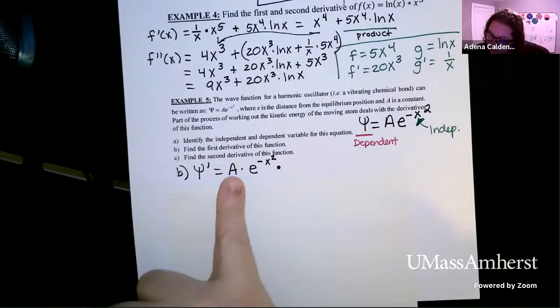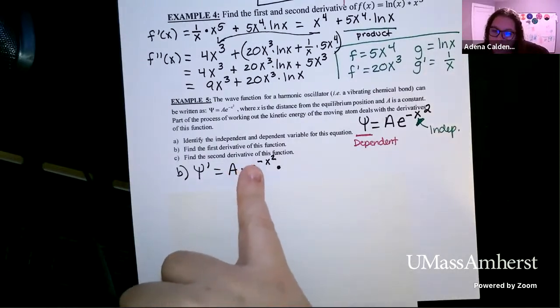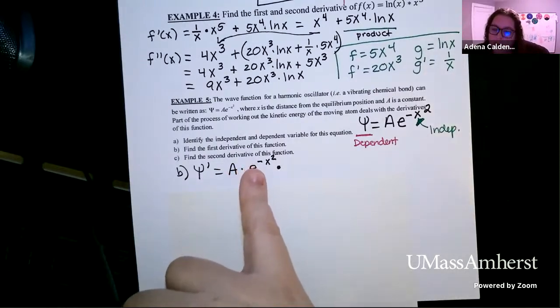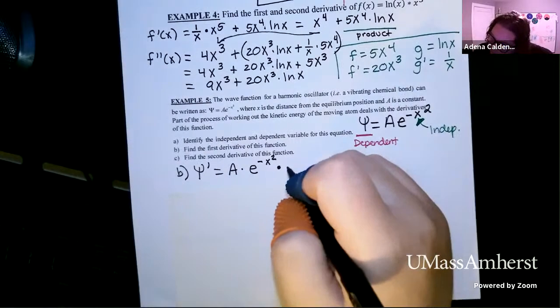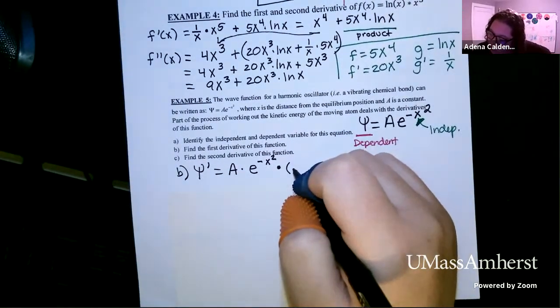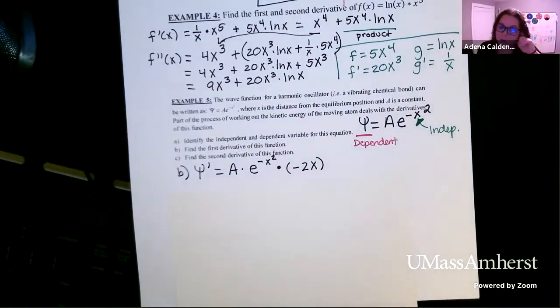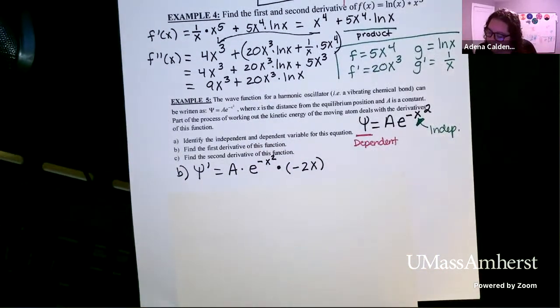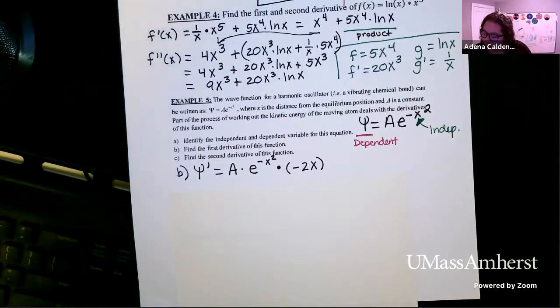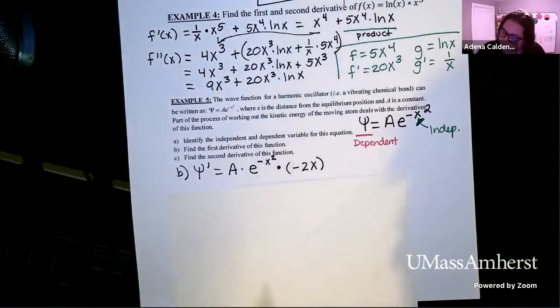So when I do the derivative of the power, I just look at this negative x squared and I say, what's the derivative of negative x squared? Well, the derivative of negative x squared is negative 2x. So I have a times e to the negative x squared times negative 2x.